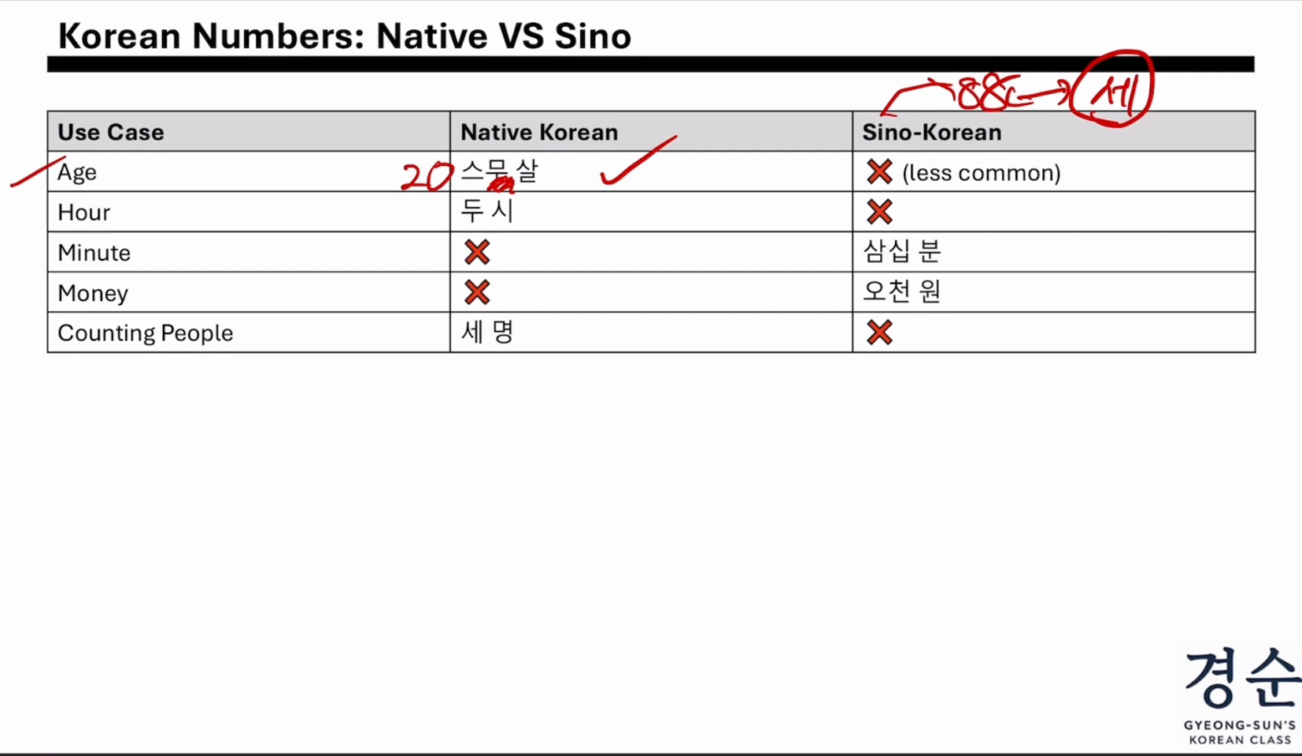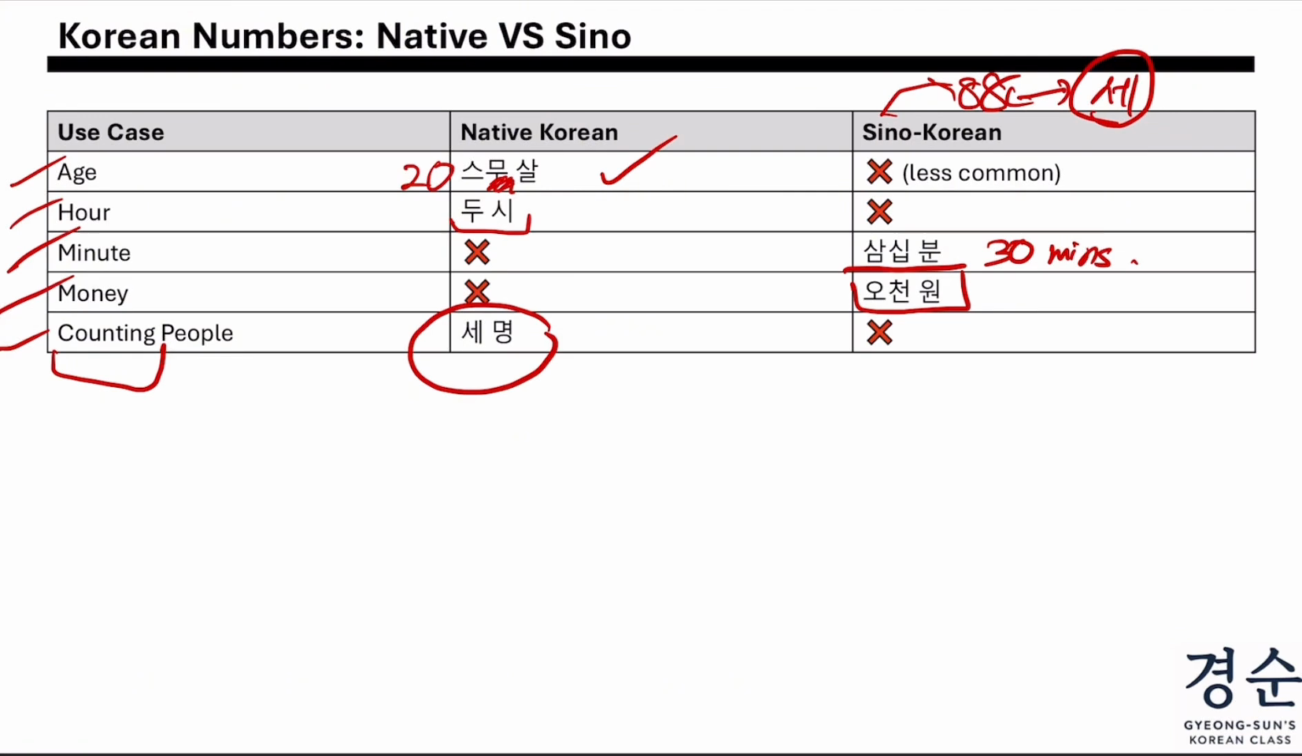Okay, and the next one, hour. So let's say it's 2 o'clock. For hours, it's always using the native Korean number, 두 시. We don't say 이 시. Okay, the Sino-Korean number is only for minutes. 30분, 30 minutes. And second last, for money, we always use Sino numbers as well, because you are basically reading out the numbers. Okay, and last is counting people. Not just counting people, but when you're counting in general, you use native Korean numbers, 세 명.